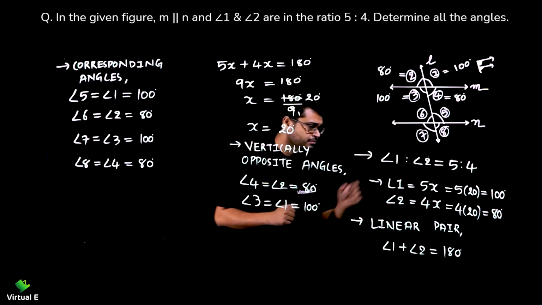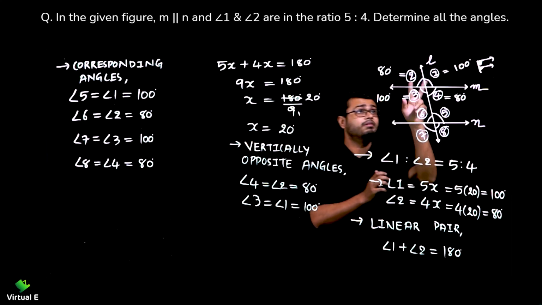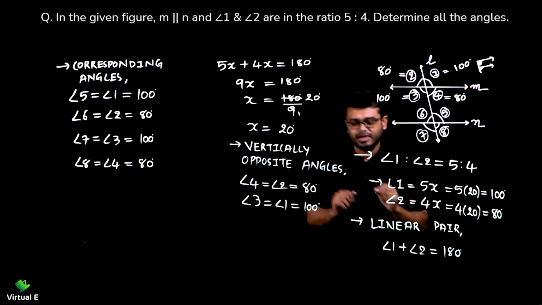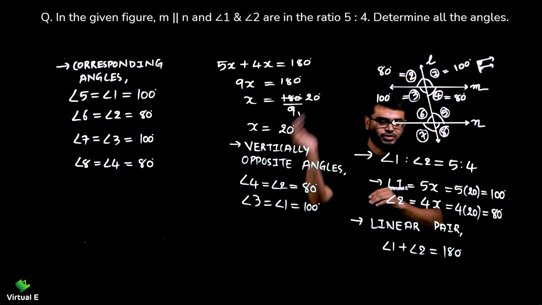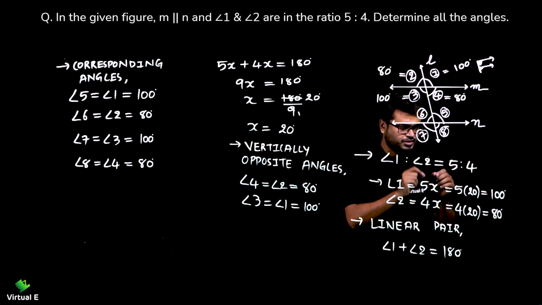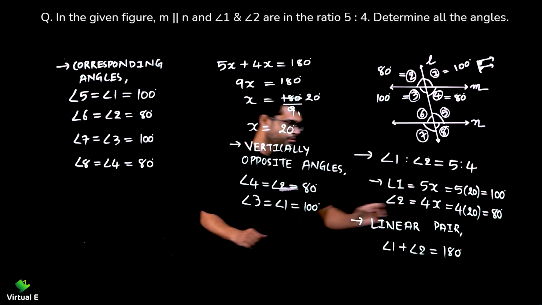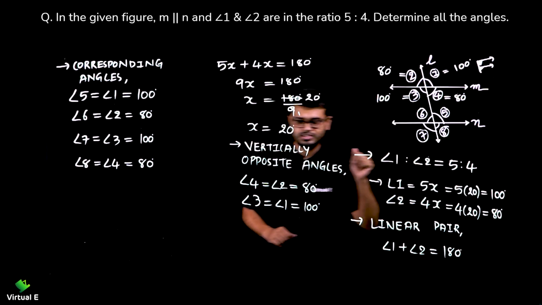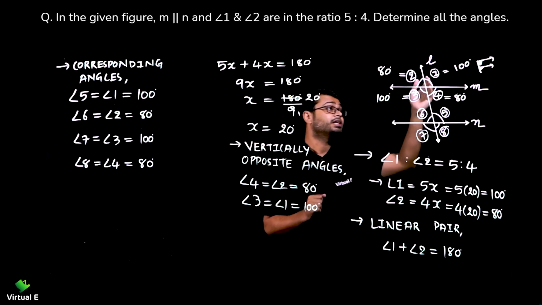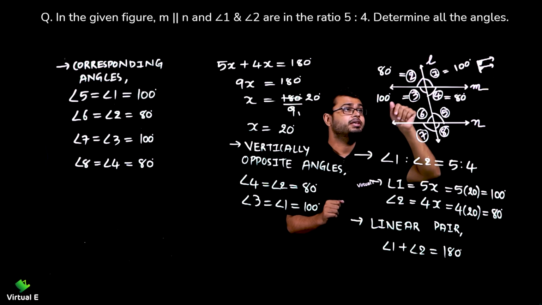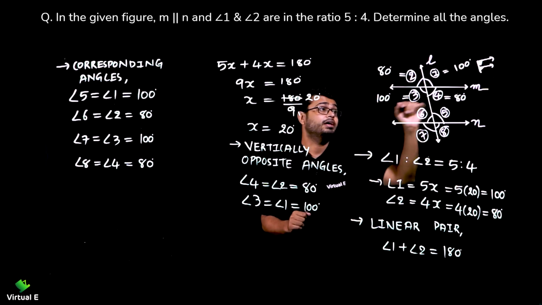Let's recall this step. Ratio means what? We multiply by the x, so 5x and 4x. 1 and 2, we know it is the linear pair, so add them and we get 180. Get the value of x, substitute the value of x again in the assumption, so we get the value of angle 1 and angle 2, that is 100 and 80 degree respectively. Afterwards, we use vertically opposite angles. Vertically opposite angles means what? Opposite of 1 is 3, opposite of 2 is 4. So we get the value of angle 3 and 4.